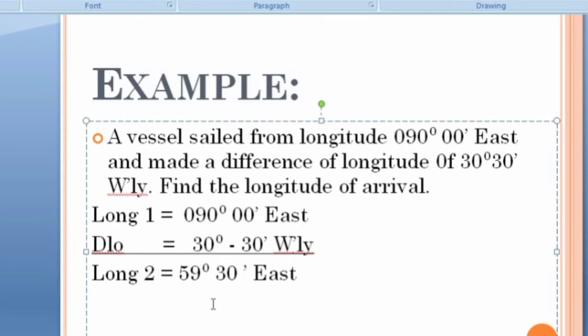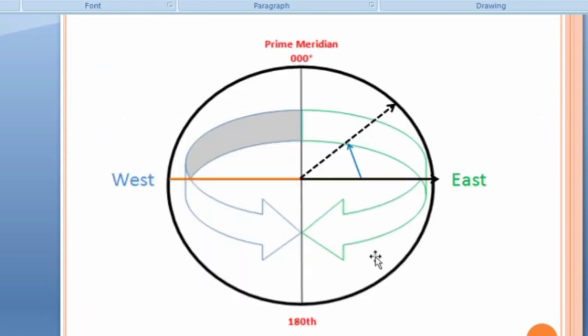Okay. So the sign for the answer will be east because we are still inside the eastern part of the globe. All right. So to further understand why we have the east sign, let's have the illustration.